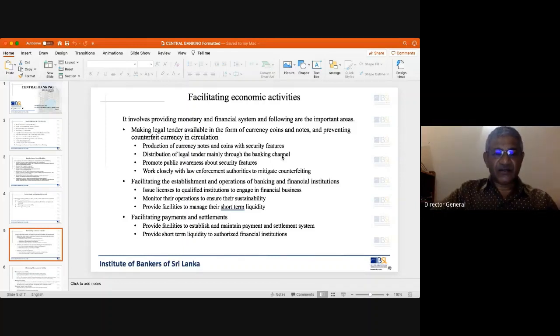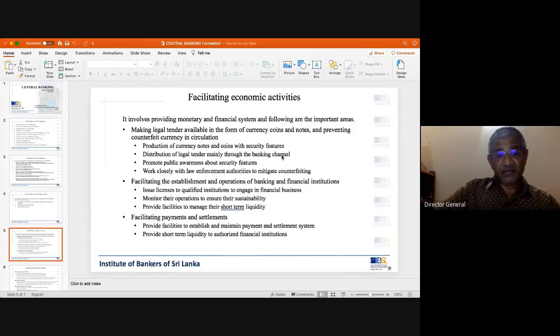The third one is to provide facilities to manage their short-term liquidity. What is liquidity? Liquidity has many meanings. Basically, liquidity means that if an institution or person has the capacity to execute any transaction, it has liquidity. Now, sometimes you may have situations where you need money but you don't have it. That is, you don't have liquidity.